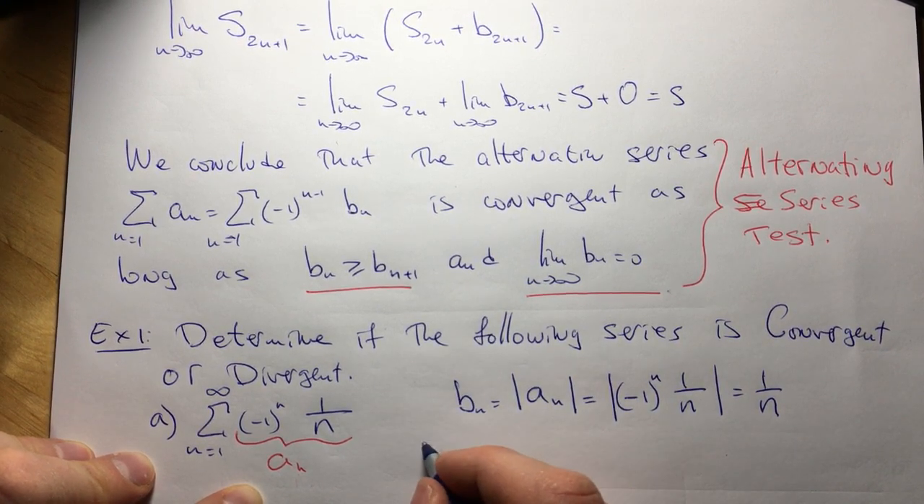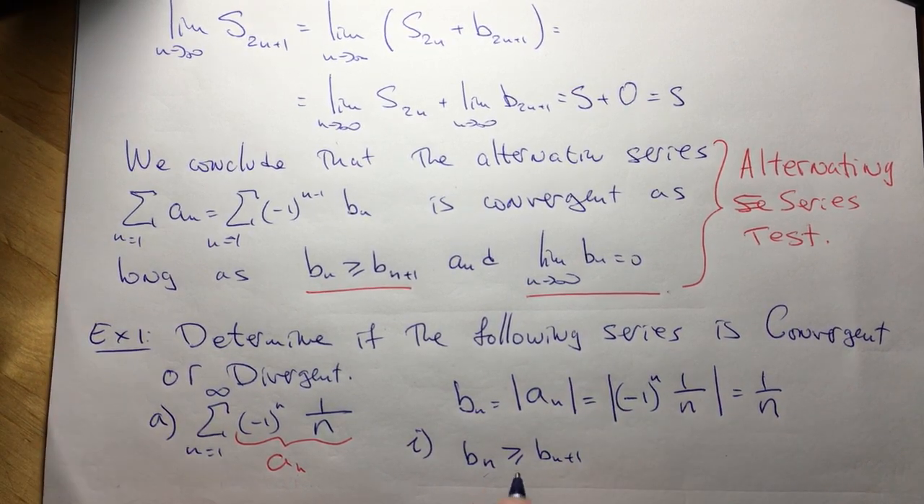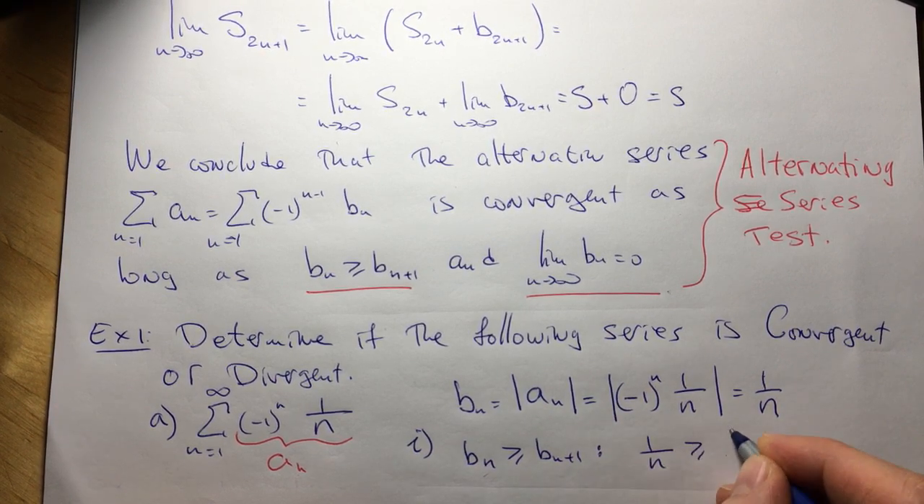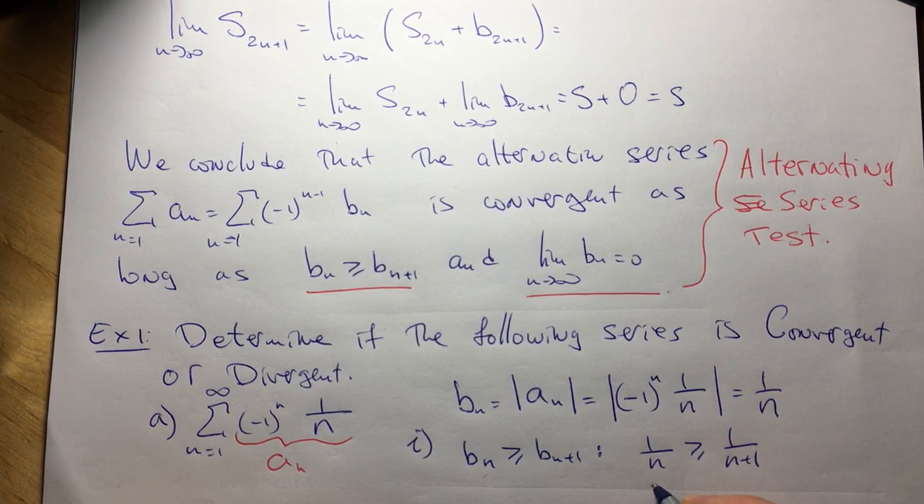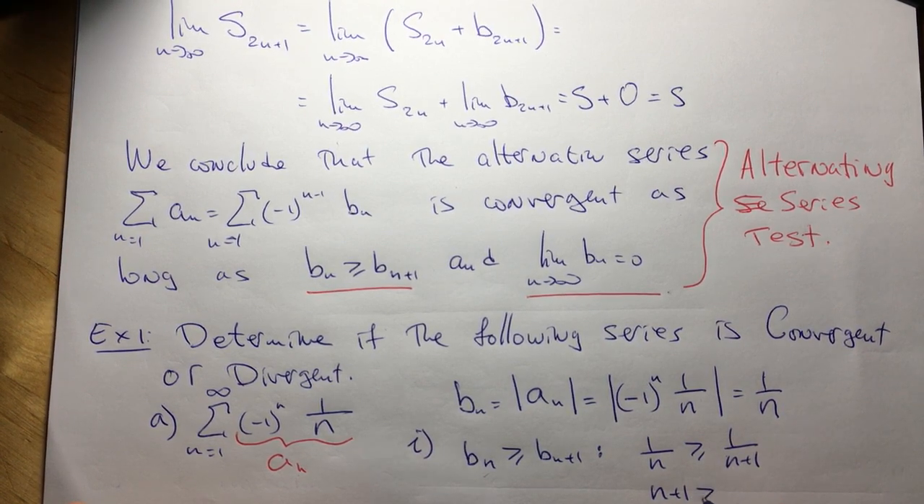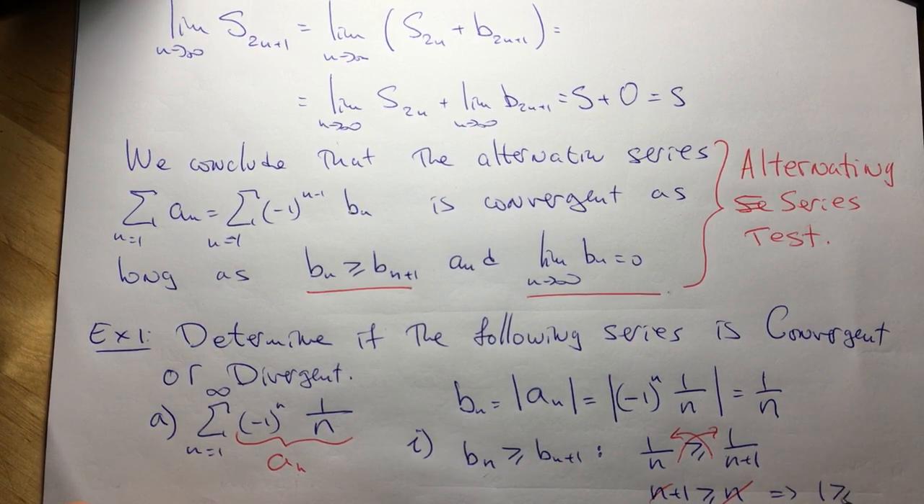Okay, first show that Bn is greater or equal to Bn plus 1. We need to show this. 1 over n is greater or equal to 1 over n plus 1. Just cross multiply and you're done, right? N plus 1 is greater or equal to n. Just by cross multiplication, you can even cancel this if you want to show what is obvious, that 1 is greater or equal to 0.